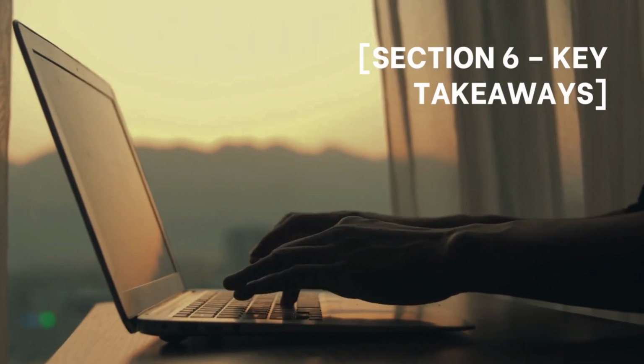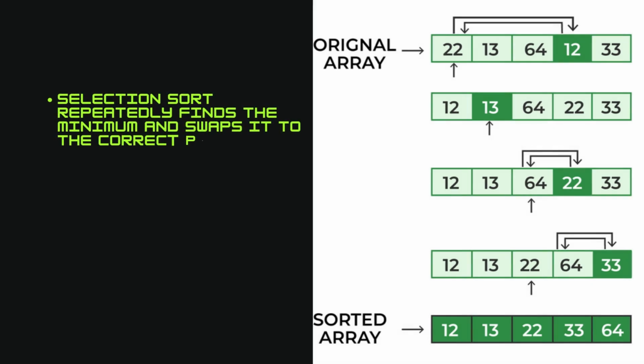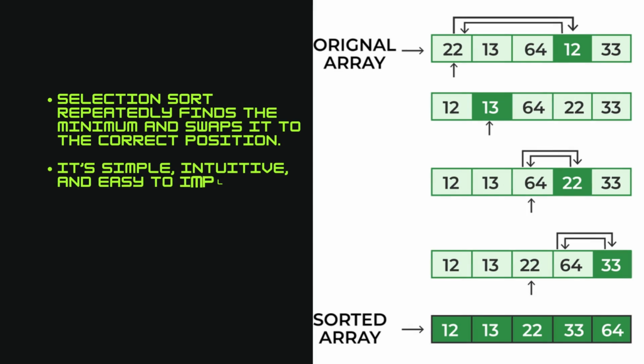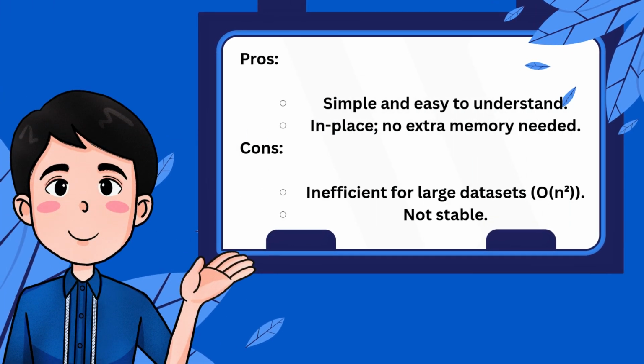Section 6. Key takeaways. Selection sort repeatedly finds the minimum and swaps it to the correct position. It's simple, intuitive, and easy to implement. Pros. Simple and easy to understand. In place, no extra memory needed. Cons. Inefficient for large datasets, O(n²). Not stable. Selection sort is perfect for small datasets, learning purposes, or when memory usage is tight, but for big data, more advanced sorting algorithms are preferred.